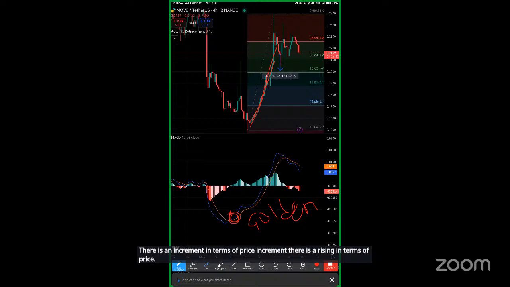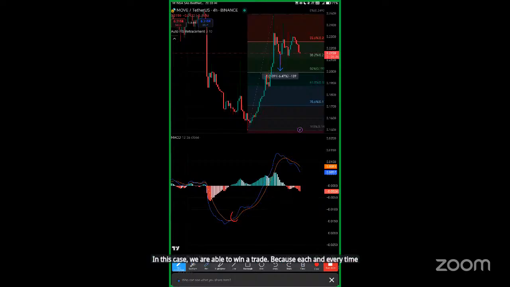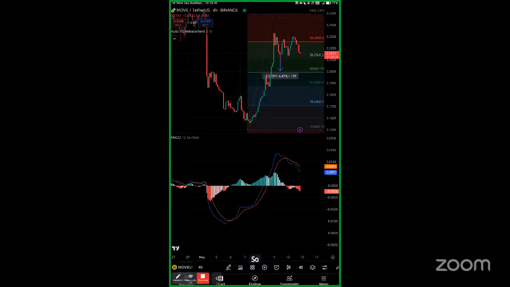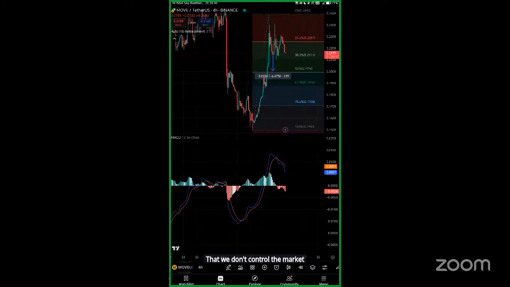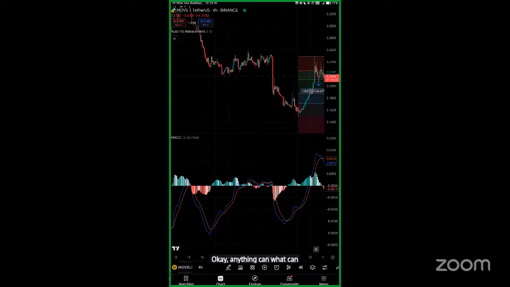In this case, we are able to win a trade because each and every time the MACD makes a crossover, we see that there is a rise in price. So we are confident enough that our trade is going to deliver if there are no other market conditions. You know we don't control the market, so anything can happen in the market, right?